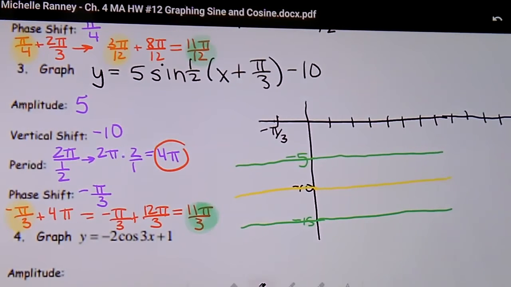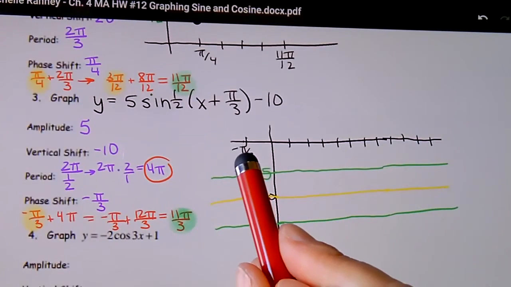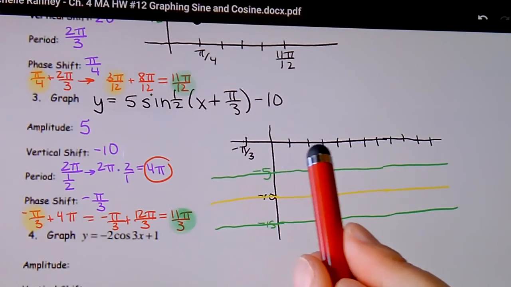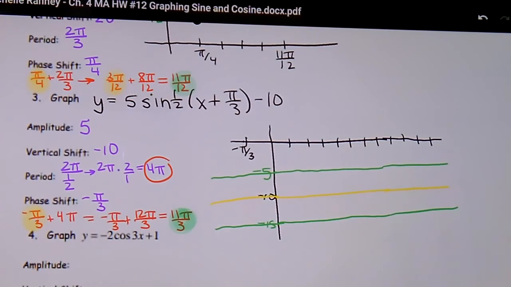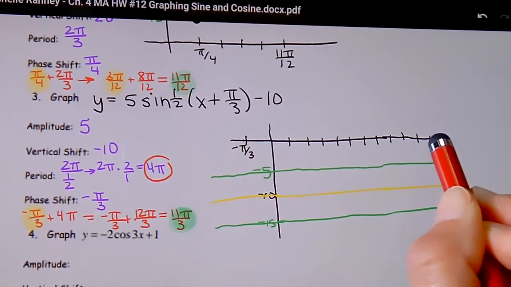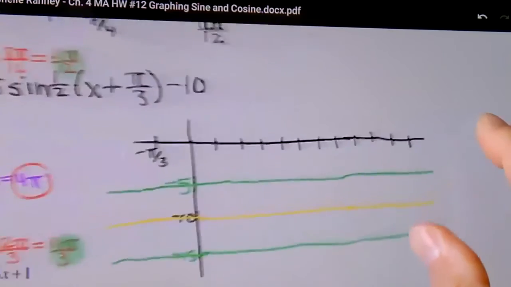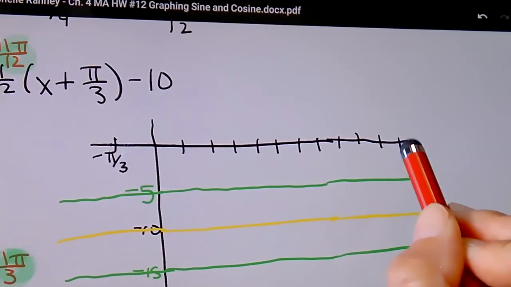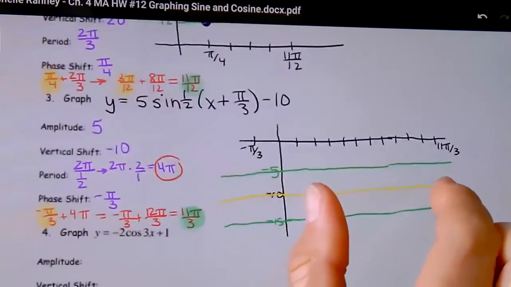Let me just draw my lines out a little bit more. Okay. So this is negative pi thirds. This is 1, 2, 3, 4, 5, 6, 7, 8, 9, 10, 11 pi thirds is over here. Okay, so this is 11 pi thirds. Let me zoom in so I can write it. 11 pi thirds. And now I am going to graph this.